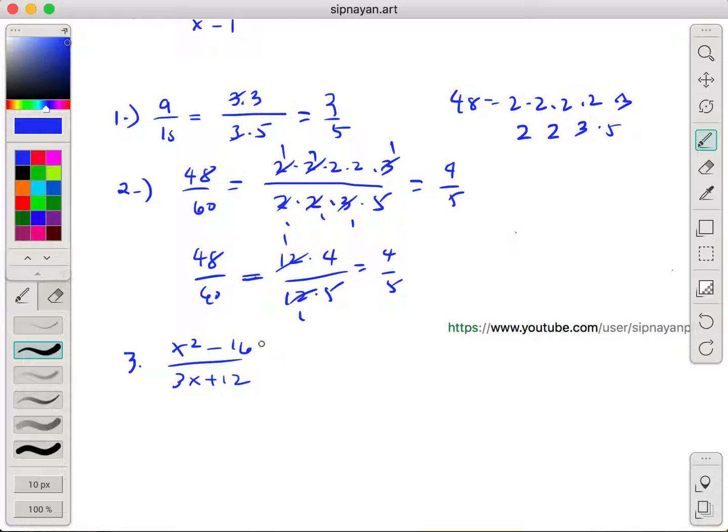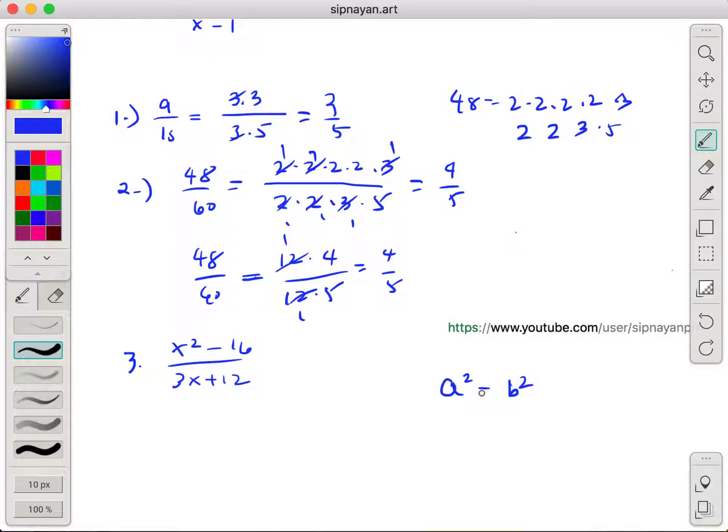Hindi natin i-discuss yung factoring dito kasi ito ay series on rational expressions, ibig sabihin, pag tinake itong lesson niya to ay napag-aralan nyo na yung factoring. Anyway, I'll try to explain as easy as possible. So kung natandaan nyo yung factoring lessons niyo, this is a difference of two squares. Pag sinabi natin difference of two squares, it is in the form of a squared minus b squared.